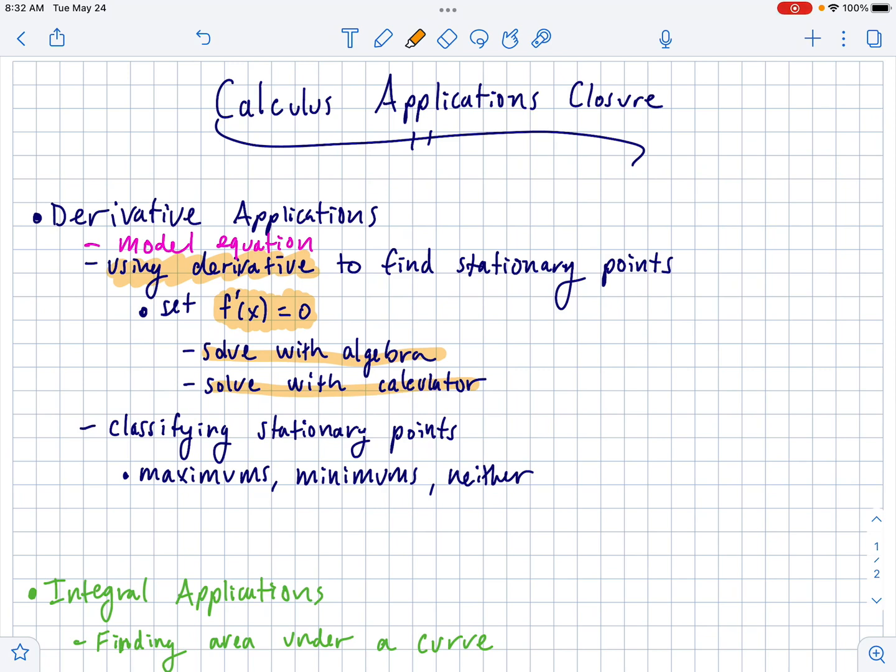Once you find those stationary points, the zeros from the derivative, you should be able to classify them. You usually do this with a little zone test. But you could also look at the graph of the derivative and see where they change from positive to negative or negative to positive. Remember, if it changes positive to negative, so we'll go plus to minus, that's a maximum. When it changes negative to positive, that's a minimum. And if it goes negative to negative or positive to positive, that is a neither situation.